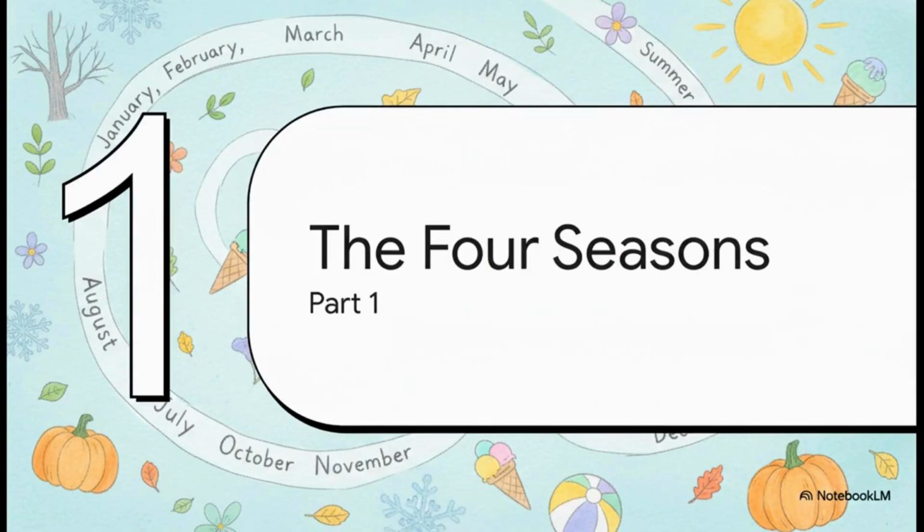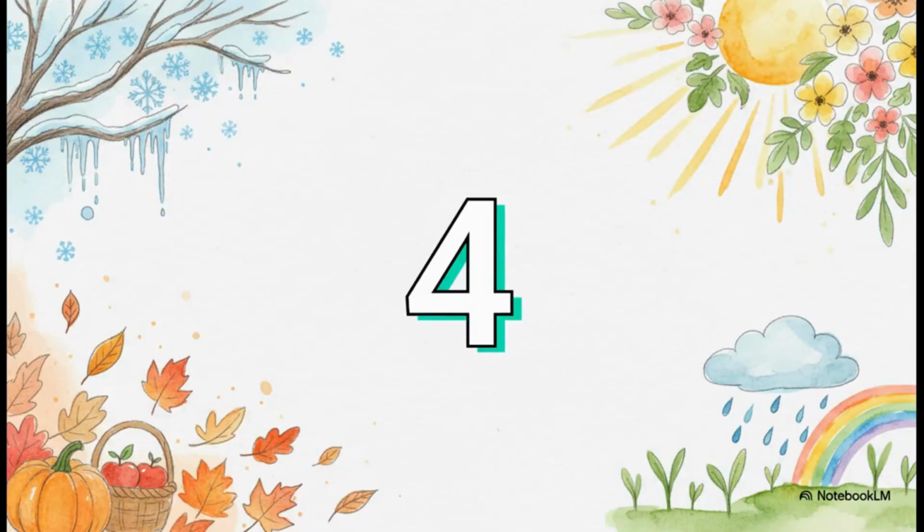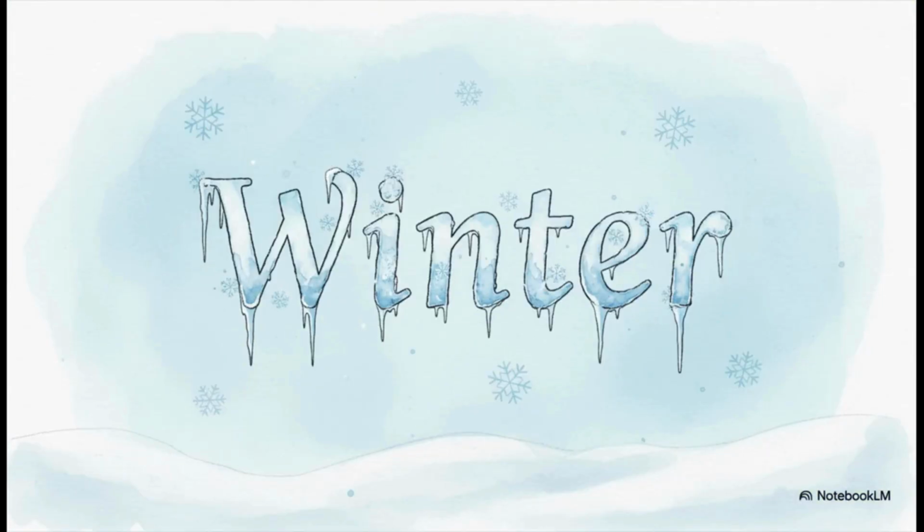You see, in most places, the year is split into 4 different parts, and each one has its own special feel. That's the magic number. 4. There are 4 seasons in a year. Let's say that out loud together. 4 seasons. Great.